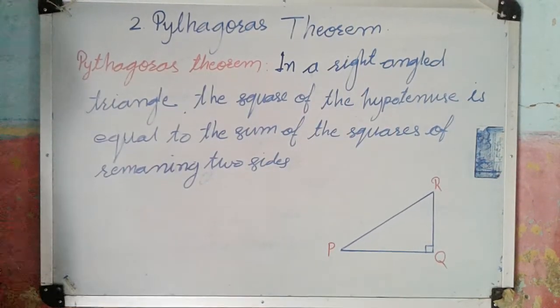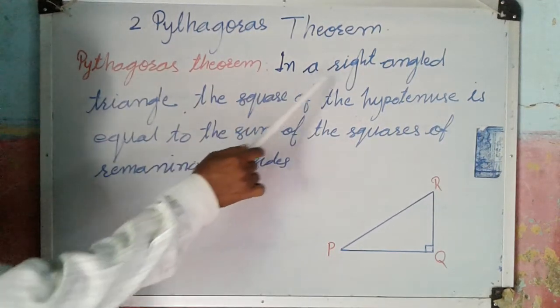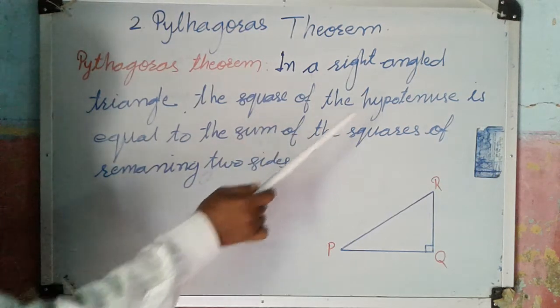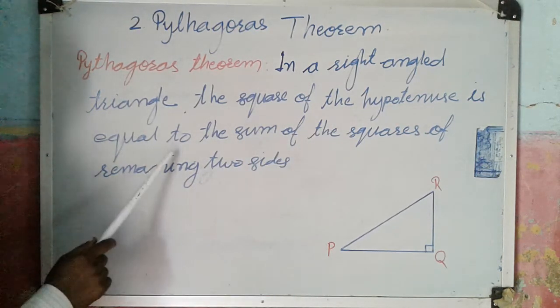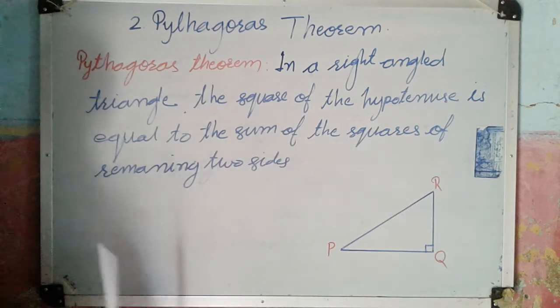Pythagoras theorem. The statement of the theorem is, in a right angled triangle, the square of the hypotenuse is equal to the sum of the squares of the remaining two sides.